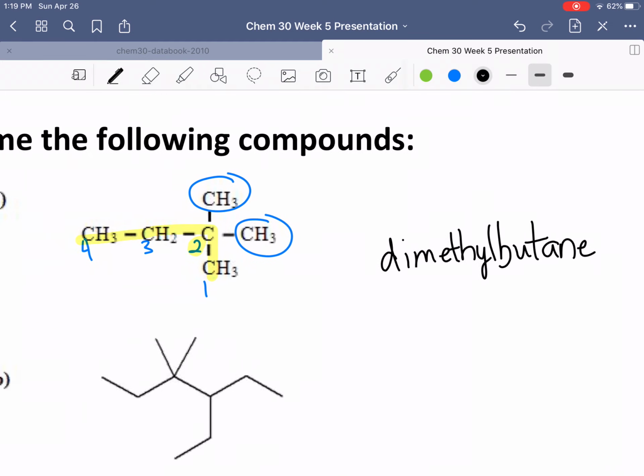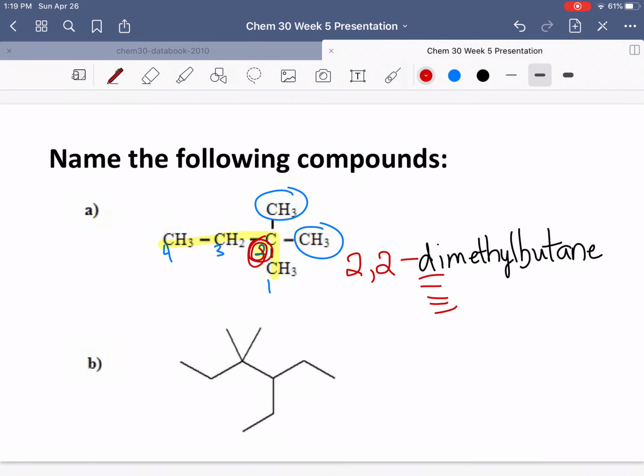The last thing I have to do is state where they are. Both of those are on carbon number 2, right here. Okay, so you have to state it twice. It's on carbon 2, comma, there's another one on carbon 2, dash. Dimethyl butane. 2,2-dimethyl butane. There's that di telling you there's 2 of them. Lots to take in, guys. I know that. All right, let's look at the second one.